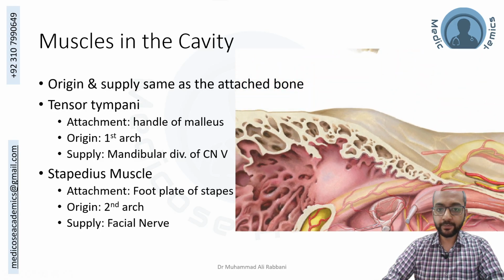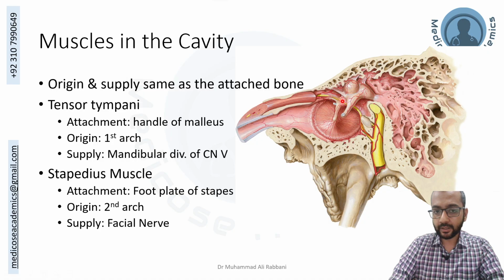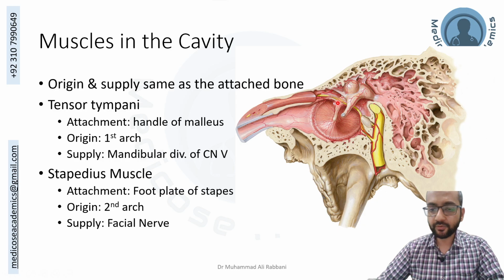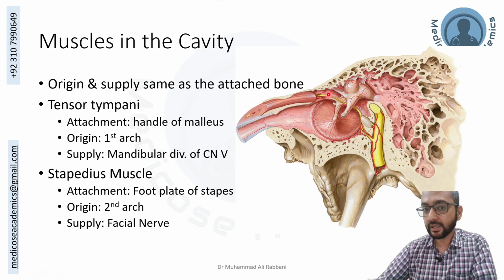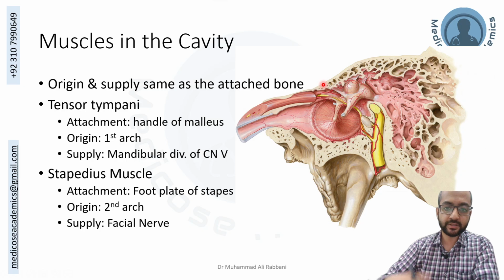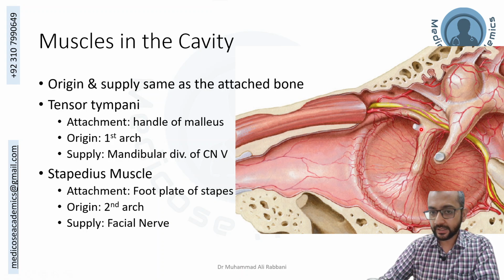And this tensor tympani, as you can see, is coming from the anterior wall and getting attached here to the handle of the malleus. As the malleus originated from the first arch, this muscle also originates from the first arch and will be supplied by the nerve of the first arch, that is the trigeminal nerve. So it is supplied by the mandibular division of the trigeminal nerve. So this is the tensor tympani getting attached here.